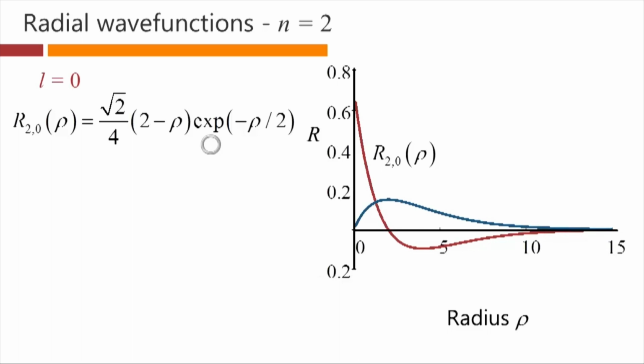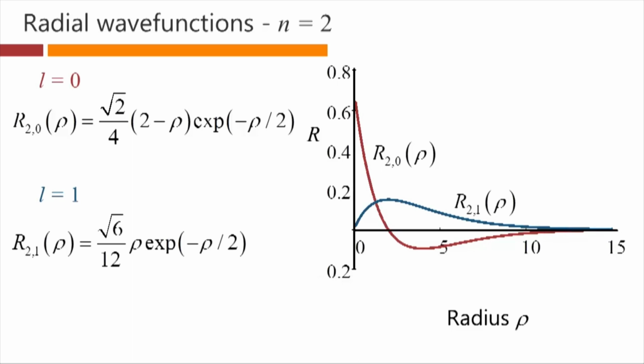For n equals 1, it was just e to the minus rho. Now it's e to the minus rho over 2. So the overall exponential decay of this function is slower. And there's also a 2 minus rho multiplying it. That means that this function goes through a 0 here at rho equals 2, at 2 Bohr radii away from the center. For the L equals 1 radial function, it's this blue curve here.